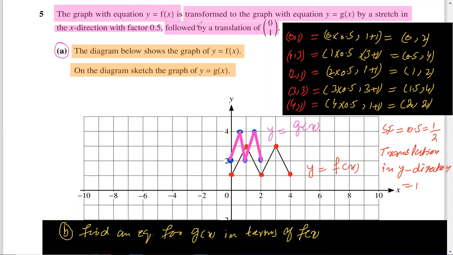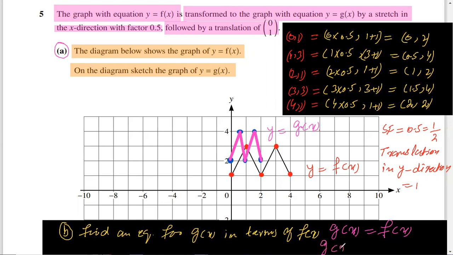Here the answer will be, because the given graph is y is equal to f of x and the transformed graph is y is equal to g of x, both graphs have the same left hand side, that is y, so we can equate g of x is equal to f of x. Because g of x is a transform of f of x, and we need the equation in terms of f of x, just apply both transformations in this equation.